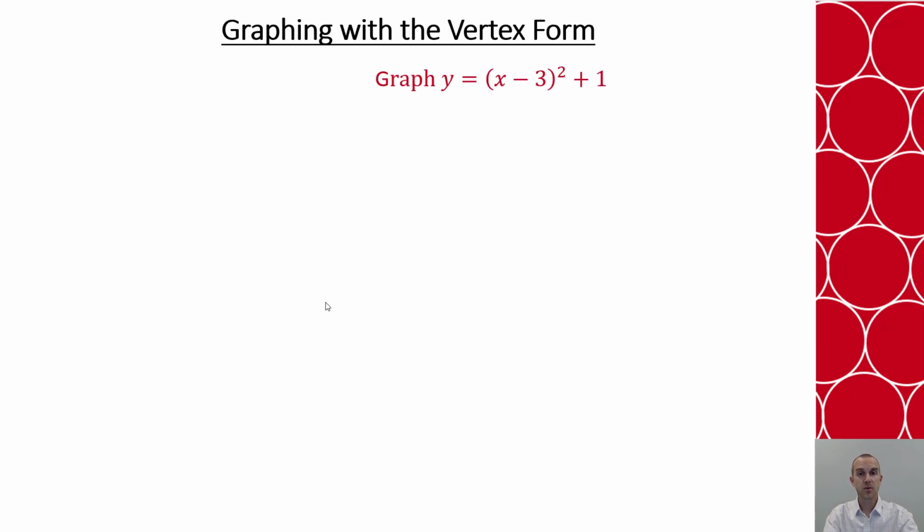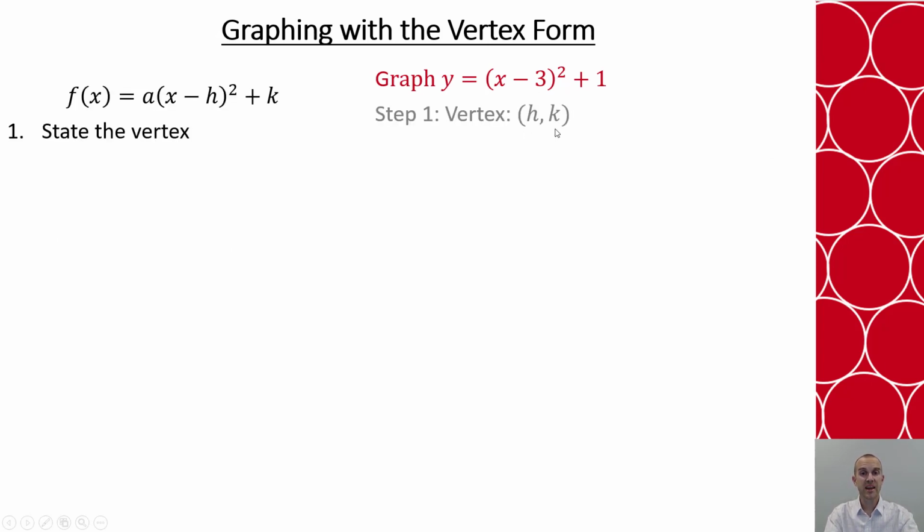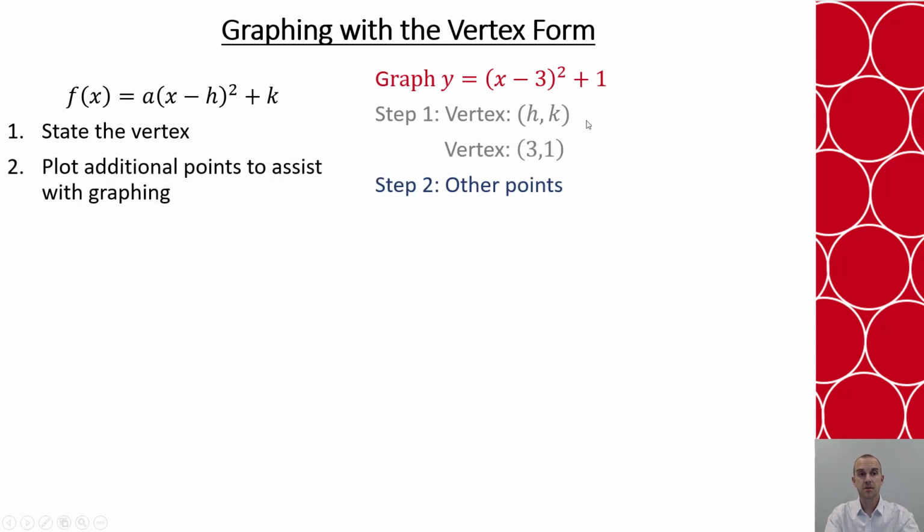Let's look at an example. Say I have y equals x minus 3 squared plus 1. Well, my vertex is right here. It's h, k, and I'm in the form x minus h, so I don't have to change anything. That means that it's 3 and 1. So that's my vertex. Now I'm going to think about some other points.